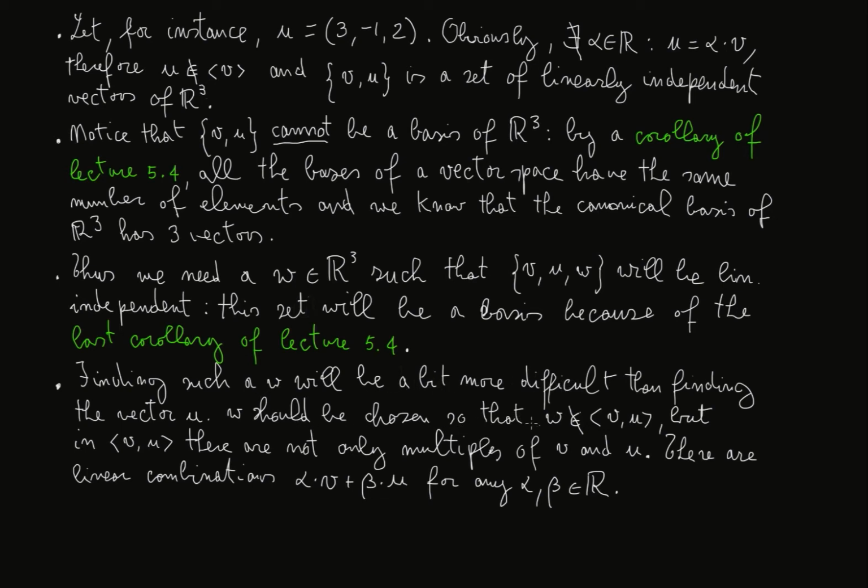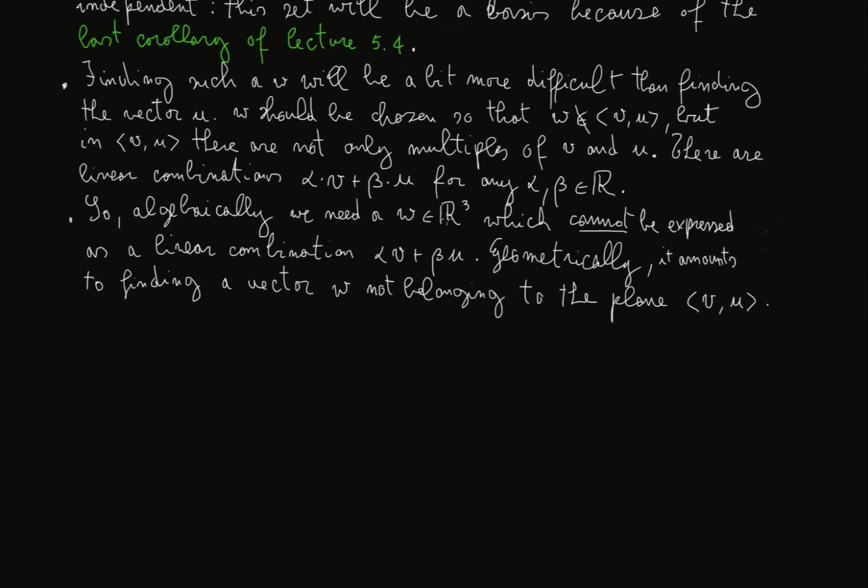So w should be chosen so that w does not belong to the vector space generated by v and u, both of them together. Not just the vector space generated by v or the vector space generated by u is not enough. w does not have to belong to the vector space generated by both v and u. So what does this mean in practice? Of course w should not be a multiple of v or a multiple of u, but this is not sufficient because there are also linear combinations of v and u, arbitrary linear combinations with coefficients alpha and beta, which are in this subvector space. So w should not be of the form alpha v plus beta u for any alpha and beta in R.